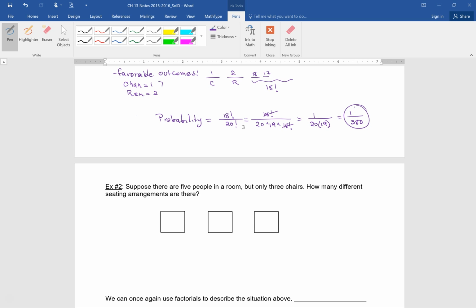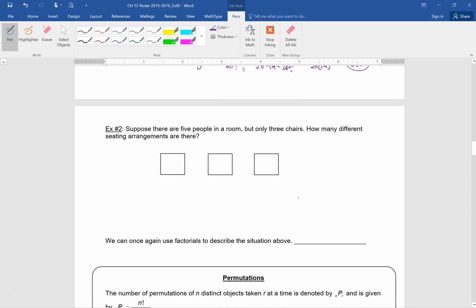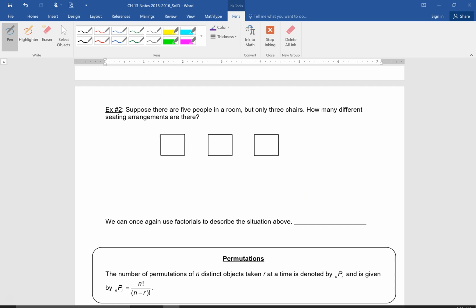Now, suppose in the example that we were doing before with the people taking the picture, suppose there are 5 people in a room, right? This is a similar example. You've got 5 people in a room, but only 3 chairs for them to sit on. Okay? That's an unfortunate situation, but hey, this is what it is. So how many different seating arrangements are there, right? So to fill the first chair, how many choices do we have for that one? 5. What about for the second? What about for the third? 3. So the number of choices by the fundamental counting principle is 5 times 4 times 3, which is what? 60.